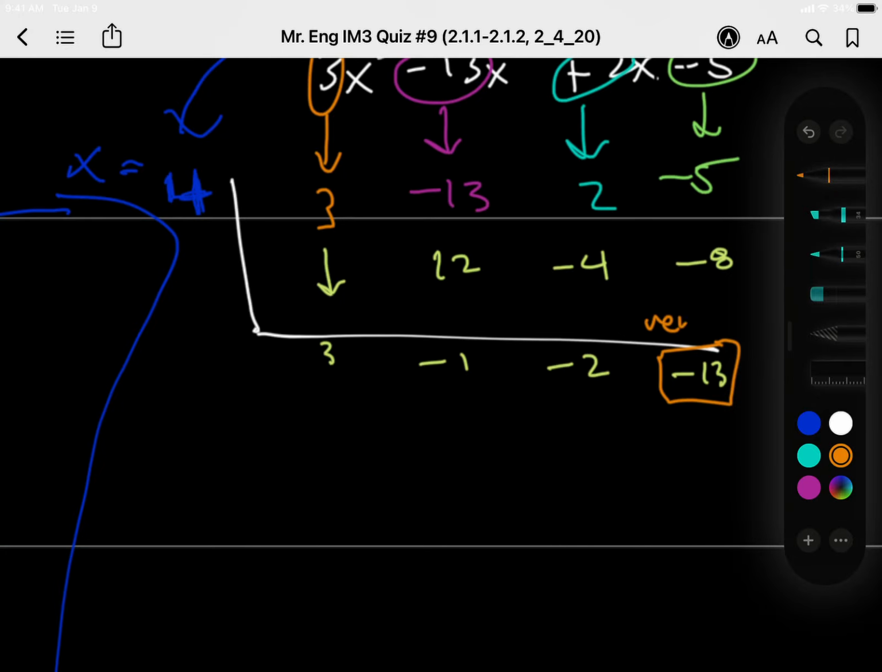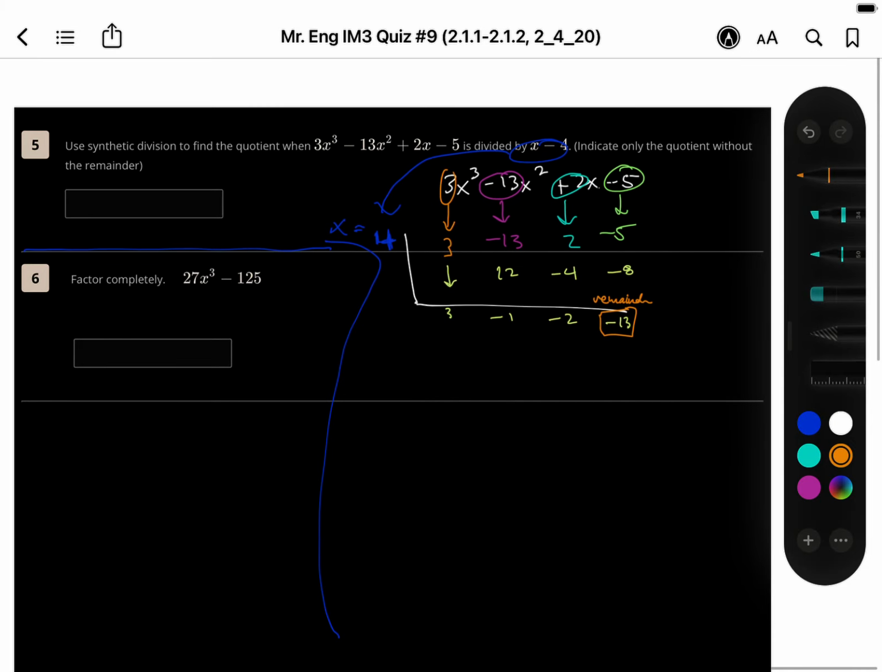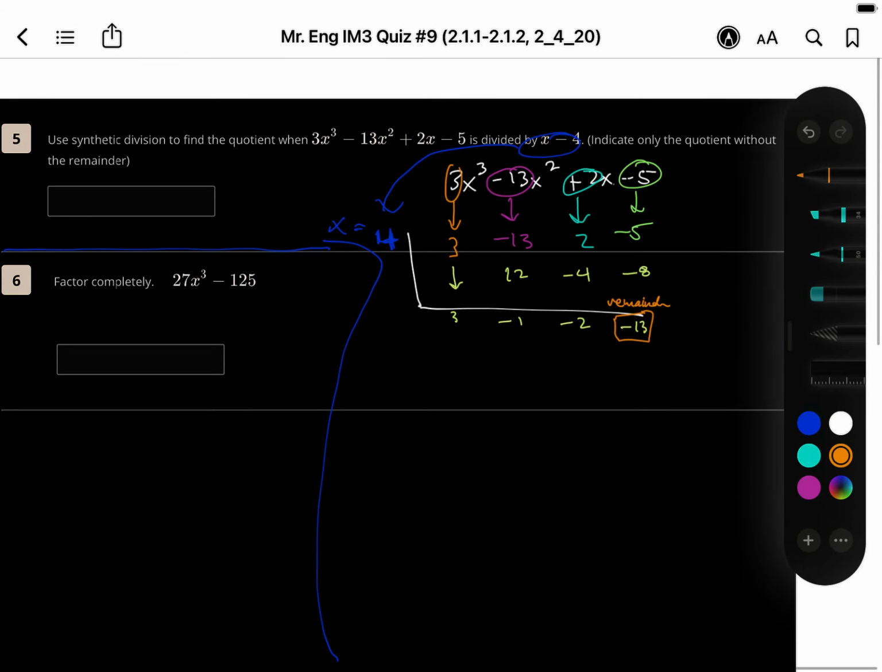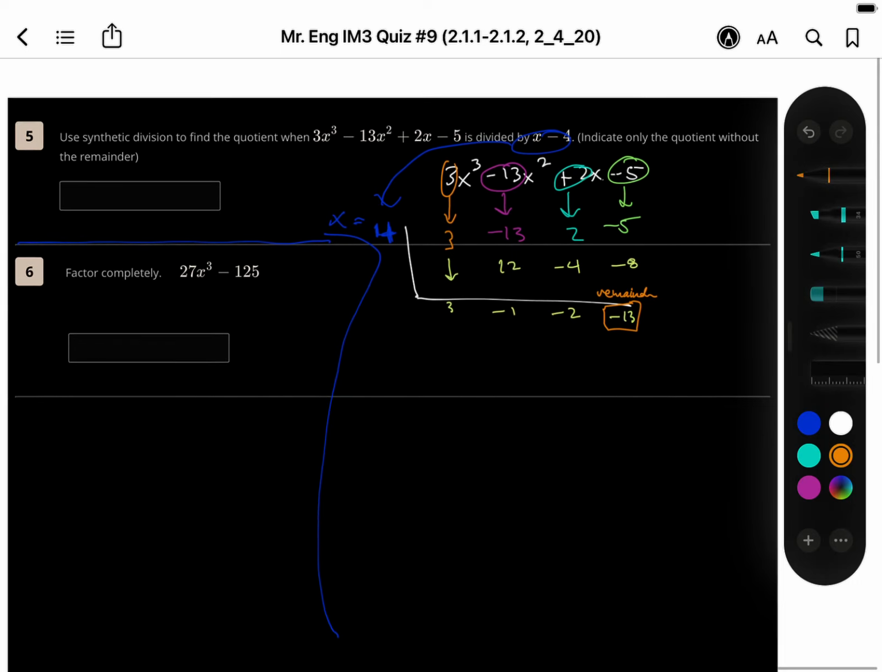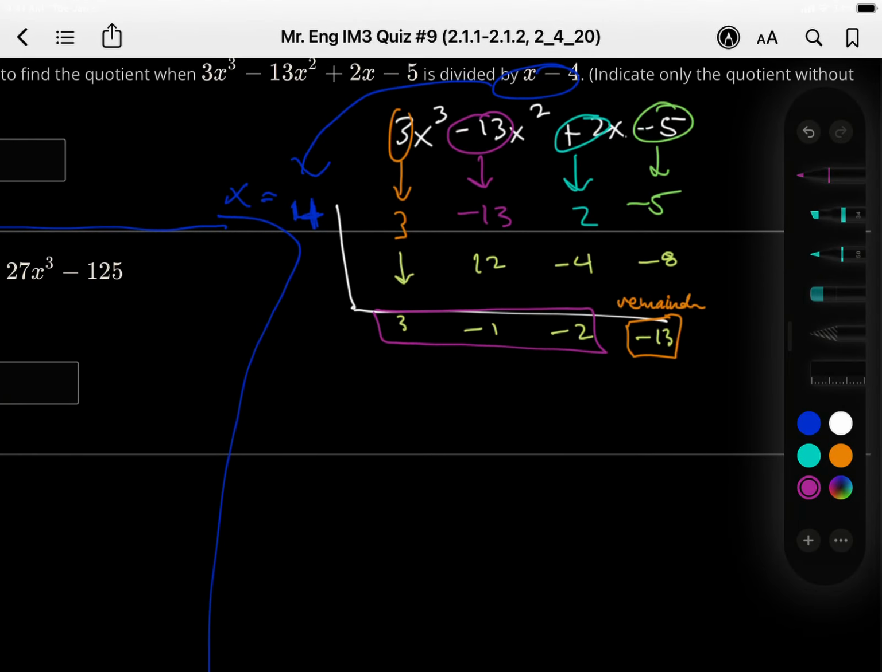Remember, this is our remainder. And the question asks us, indicate only the quotient without the remainder. So what does this pink box represent? What it's actually done, it's reduced the degree. That means if we started with a power of 3, this is now a power of 2. And then you just go down from there, negative 1x minus 2.